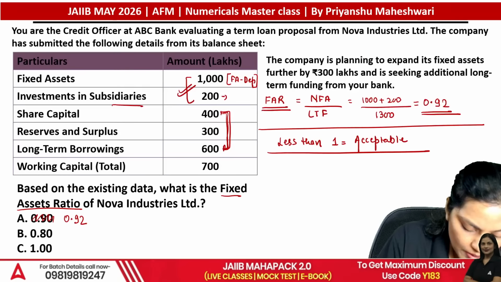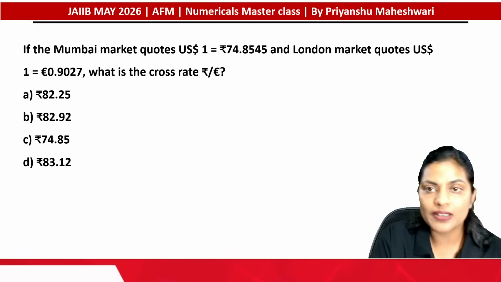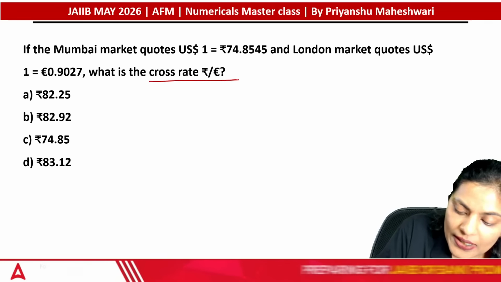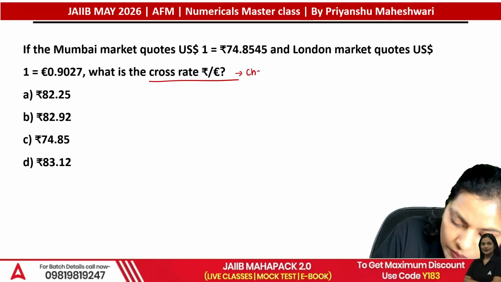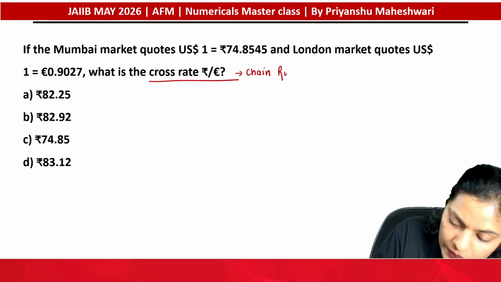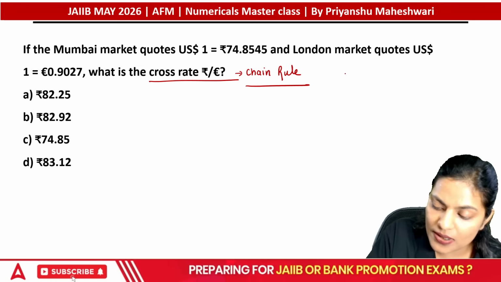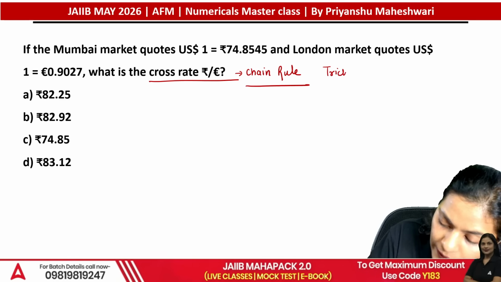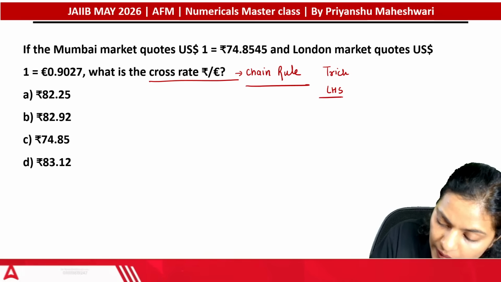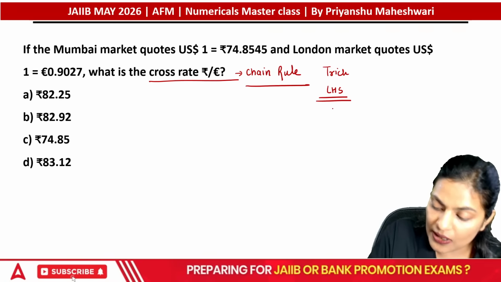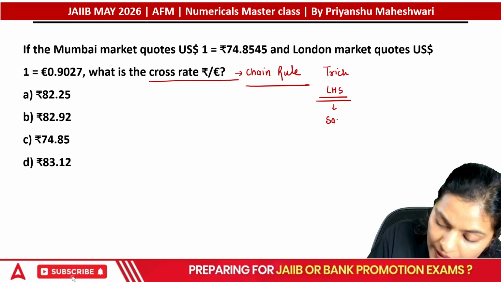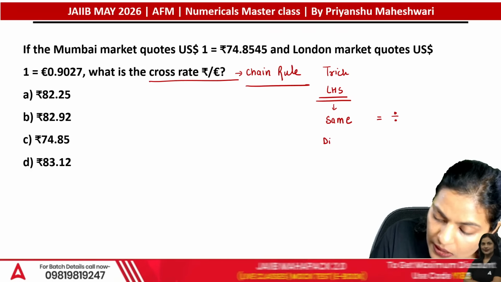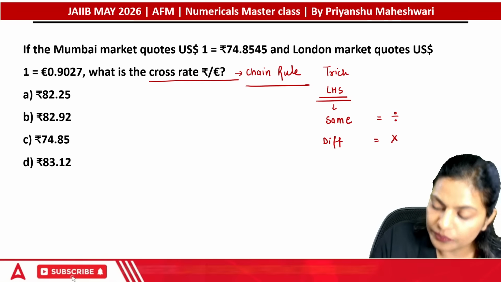Now, we'll come back to the question that we have left. I'm sorry, I was not properly able to arrange it. Now, cross rate is calculated with the help of chain rule. Right? We use the concept of chain rule. What does the chain rule says? Whatever it says, we have a trick for it, right? The trick is you have to check your currency at left hand side. If the currencies at the left hand side are same, we divide. If it is different, we multiply.